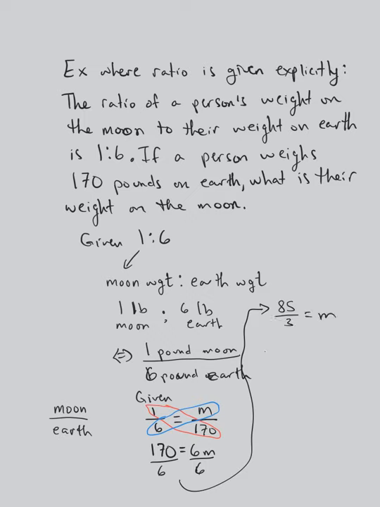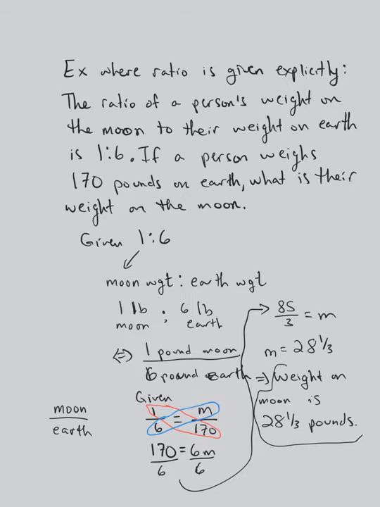If you want to convert that to a mixed fraction, that's going to be 28 and 1/3. And so there's our weight. But we've got to remember what M is. That's the weight on the moon, which is 28 and 1/3 pounds. So if you had trouble understanding that joke earlier, a person that weighs 170 pounds on Earth, as long as they could afford to go to the moon, their weight is going to decrease way down to 28 and 1/3 pounds.